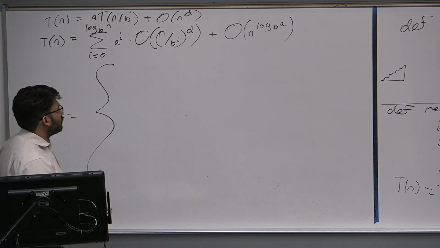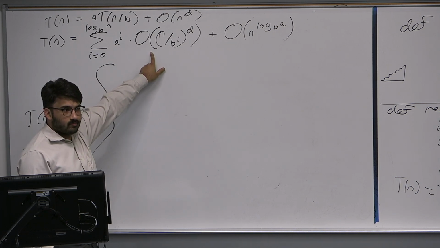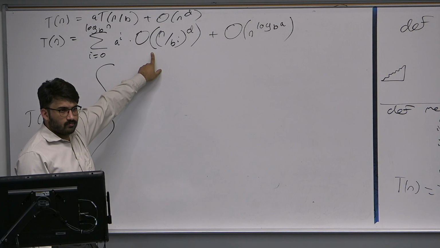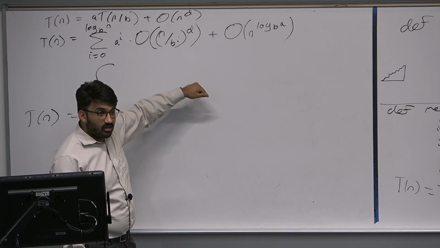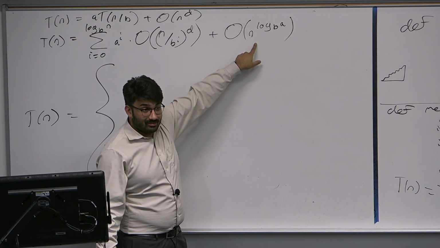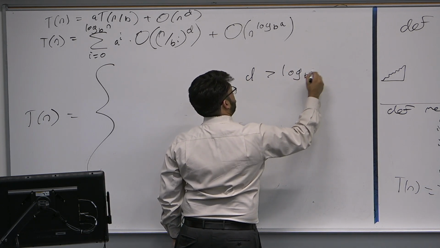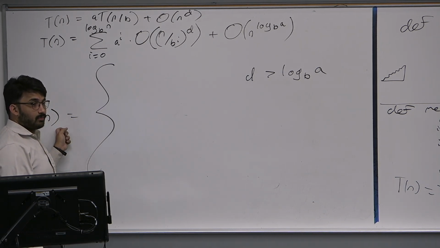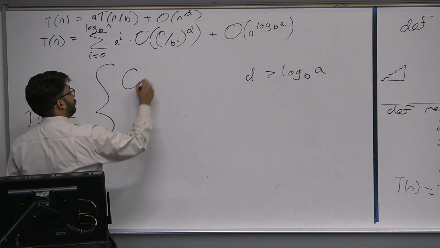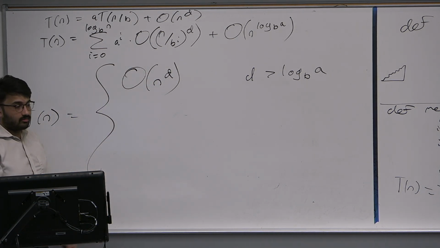So let's suppose, what is the first term of this sum? Correct. So that first term, if the sequence is decreasing, that first term will be bigger than the rest. So then the rest we can ignore. So if d is greater than log base b of a, then T(n) is just what? O(n^d). Ignore everything else. If d is bigger than log base b of a, we're fine.